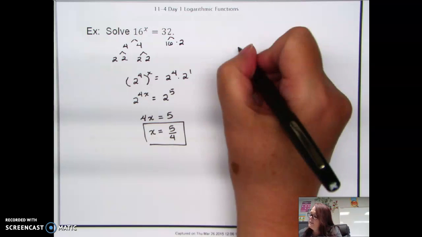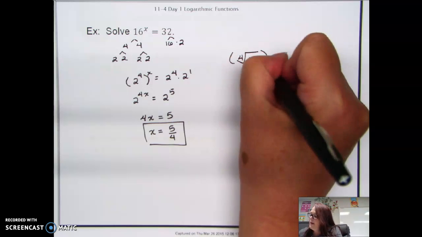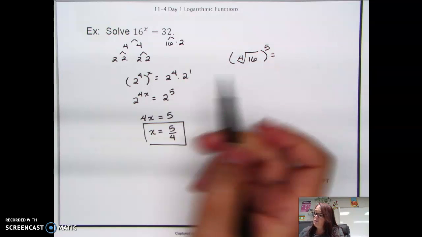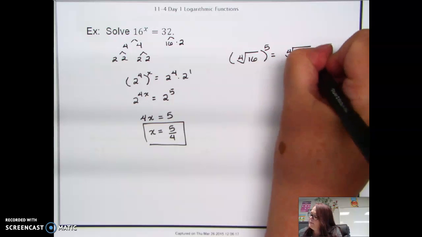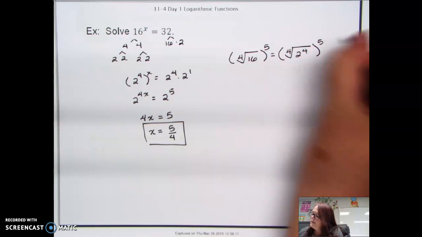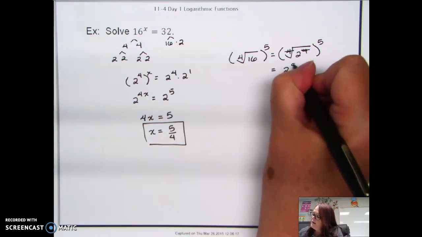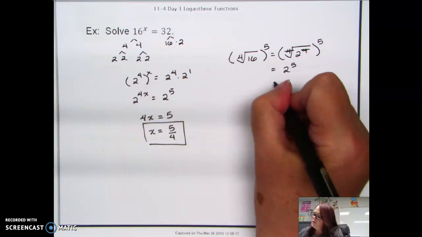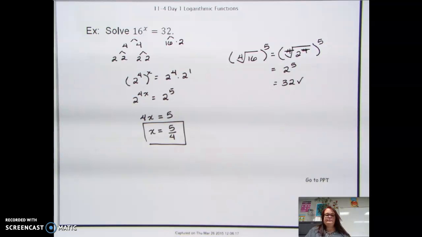So that means, for example, if I take the 4th root of 16 to the 5th power, I should get 32. So notice we said 16 was 2 to the 4th power. And so these two cancel, giving me 2 to the 5th. And we said 2 to the 5th is 32. And so that means that we got that correct.